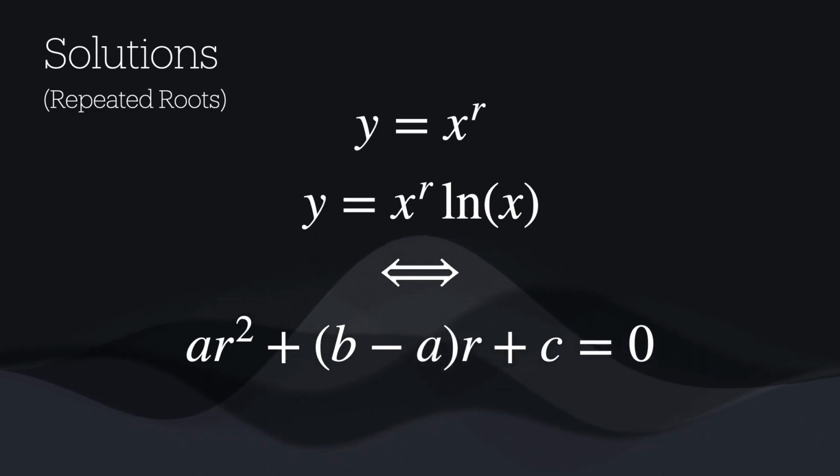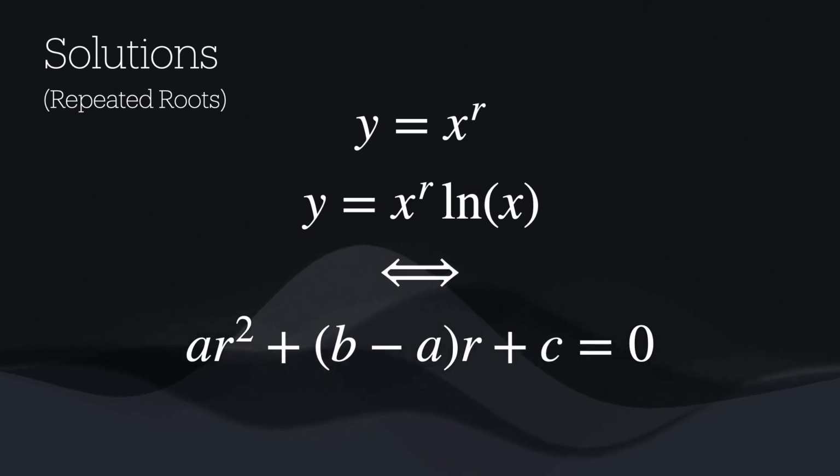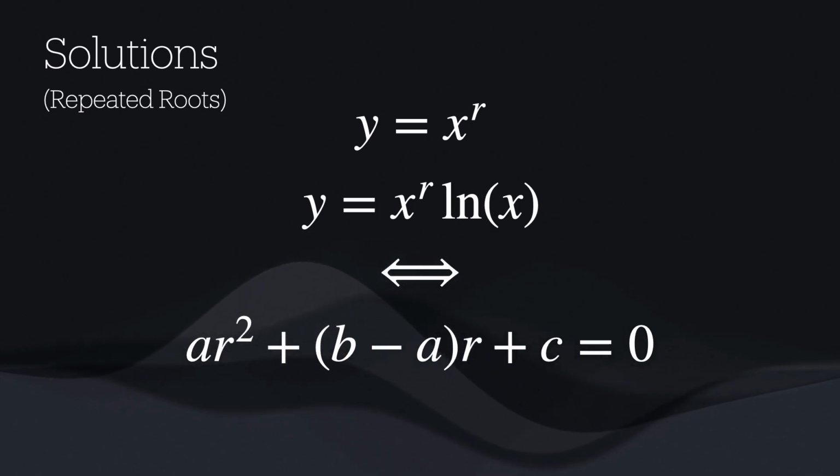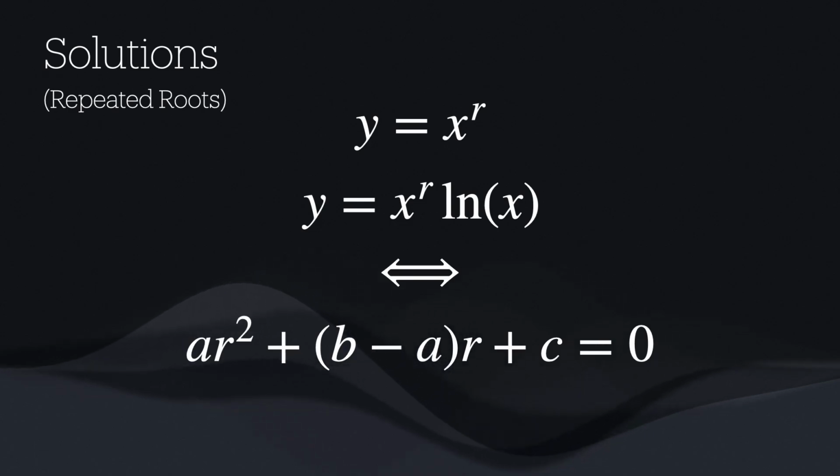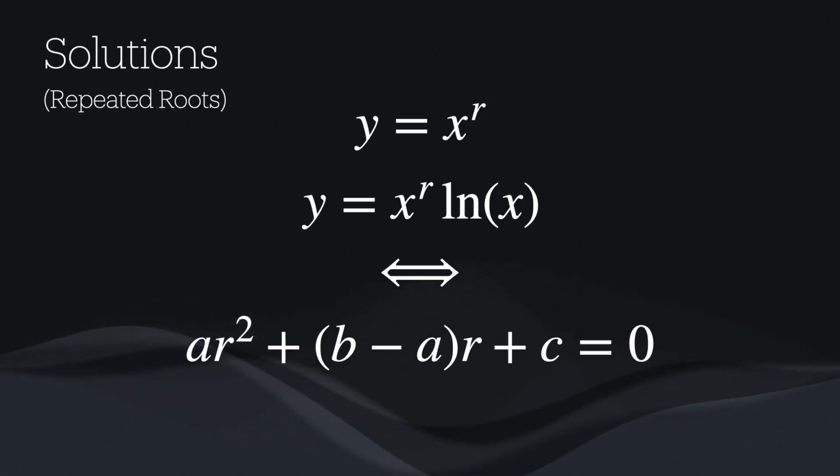However, if the characteristic equation has repeated roots, that means one root that's repeated twice in the second order case, you'll have to know the following result. The other solution will be of the form x to the r times ln x. This will be clearer why this is the case when we look at the coordinate transformation later. For now, we just need to know that this is a special case to handle when it comes to repeated roots.